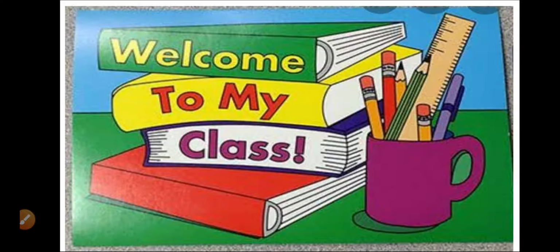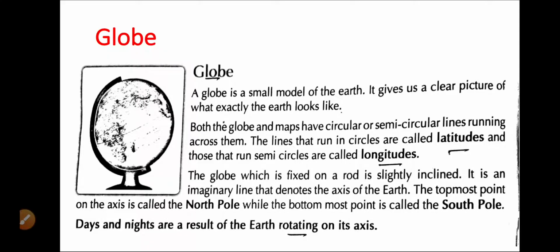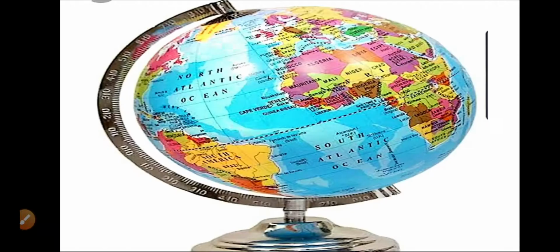Now, in the earlier video, we have studied about maps and their various types. Today we'll study about the globe. Now, what is a globe? A globe is a small model of the earth. It gives us a clear picture of what exactly the earth looks like. Here you can see, children, it is a globe and it is a small model.